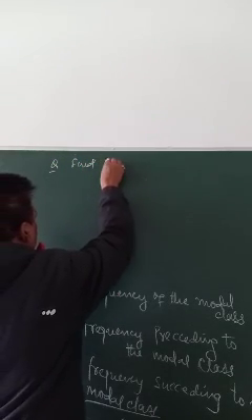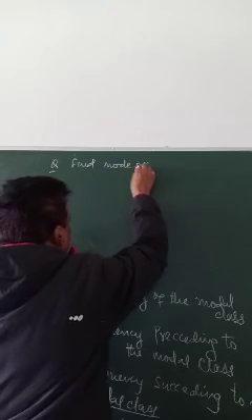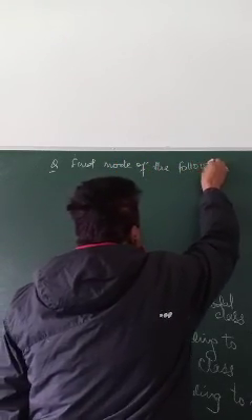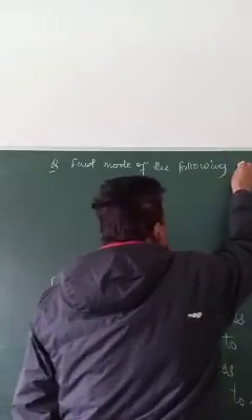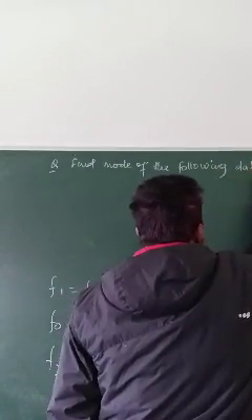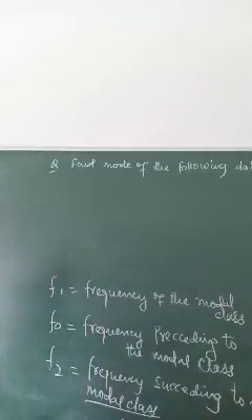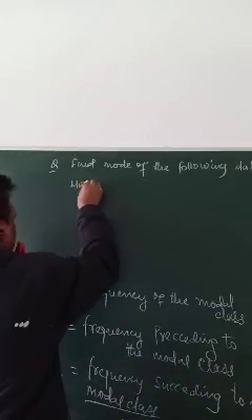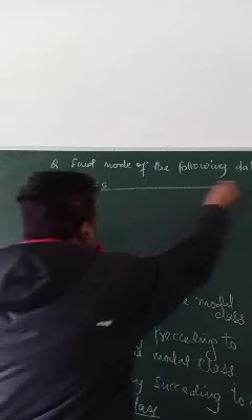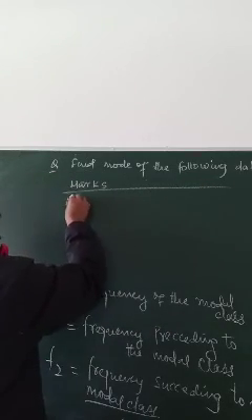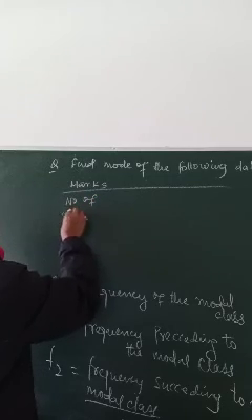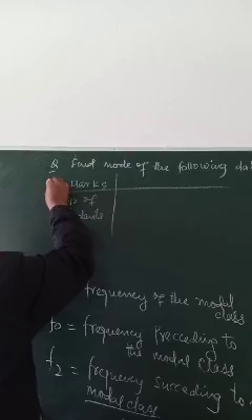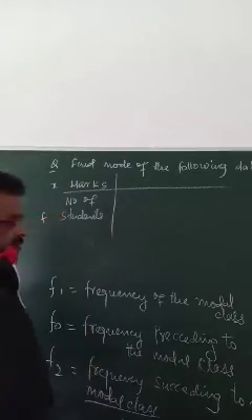Find the mode of the following data. What are the data given? The marks given, and the number of students given. Marks will be X, and this will be your F.